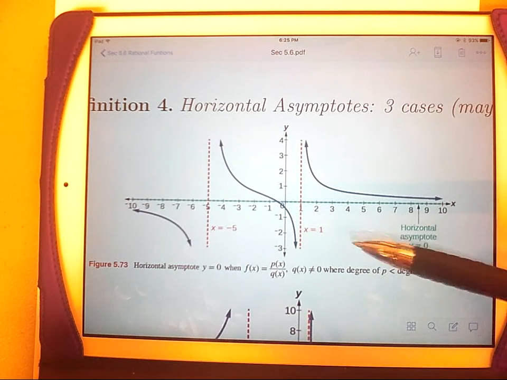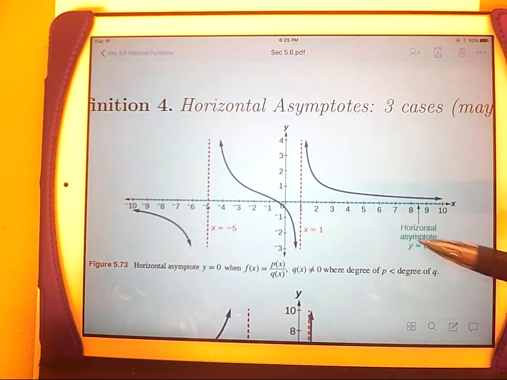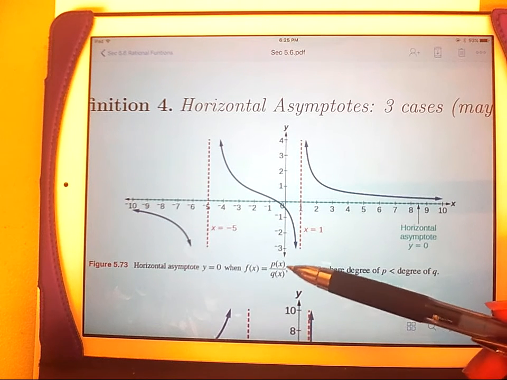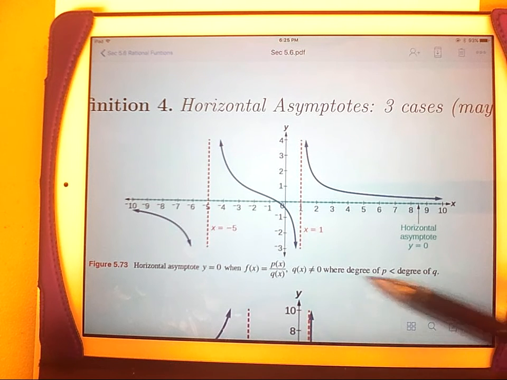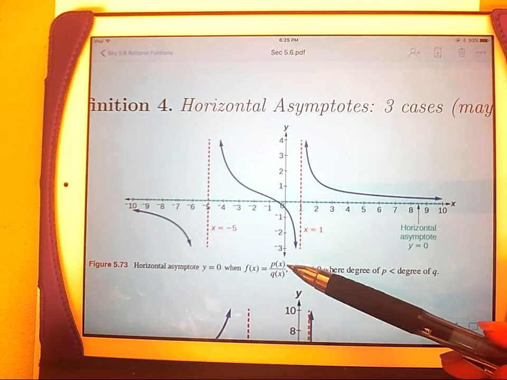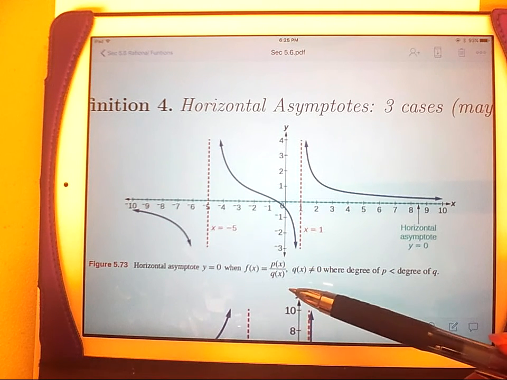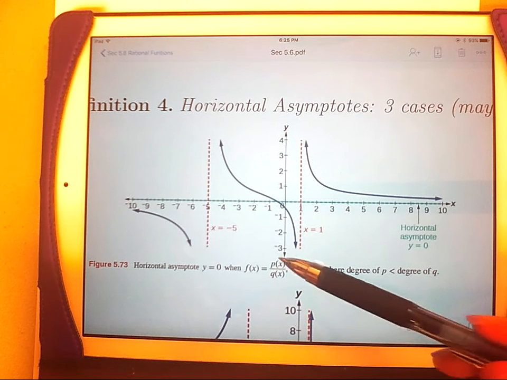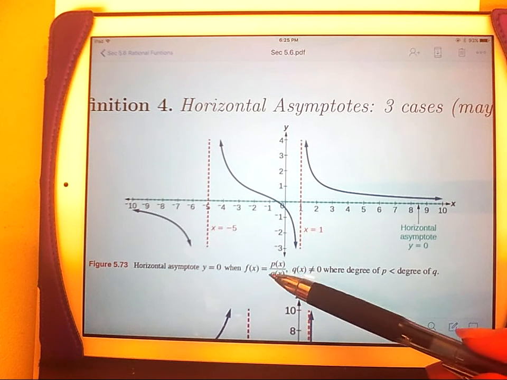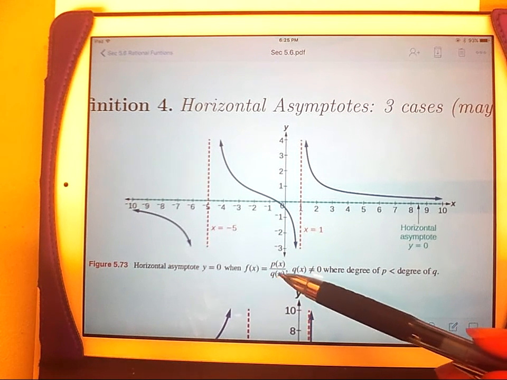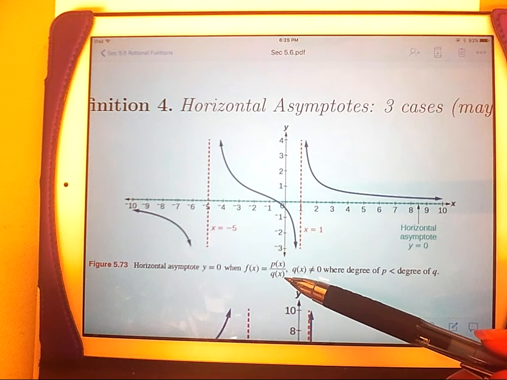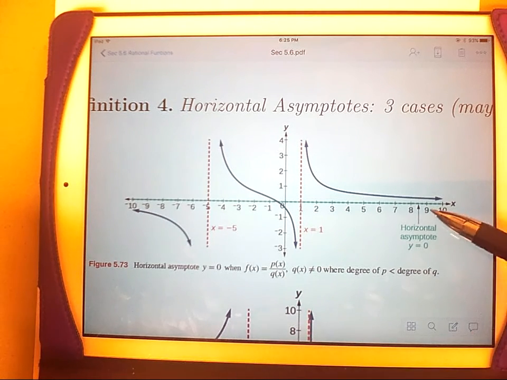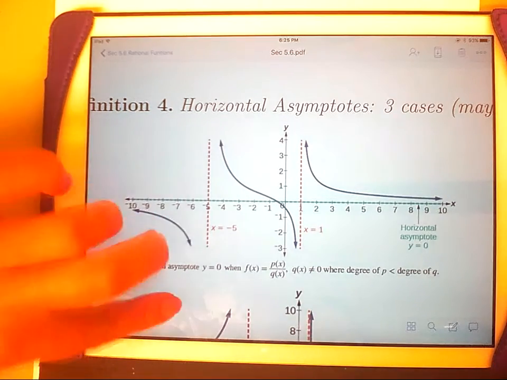Because it's not an extremely large value. Okay. Now here the horizontal asymptote is y equals 0. So what that means is that in our rational function, the degree of the denominator was greater than the degree of the numerator. The degree of the numerator was less than the degree of the denominator. So this could be something like an x squared over an x cubed. Okay, so the denominator would dominate, and when that happens, it pulls the asymptote to 0.